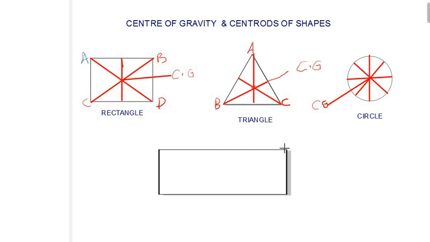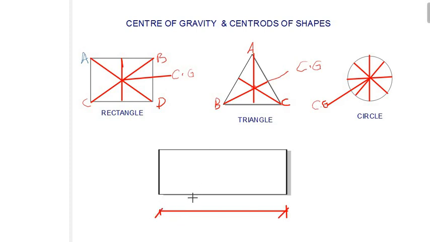So we've seen the point of intersection of the lines passing through the rectangle, the triangle, and the circle. Now for a typical rectangle, we want to determine its center of gravity, since the center of gravity is expected to be at the point where the lines intersect.